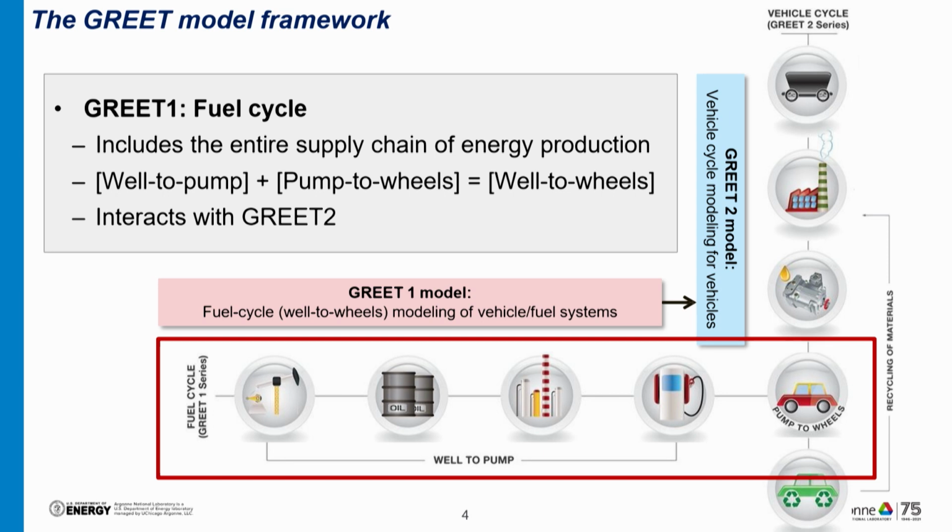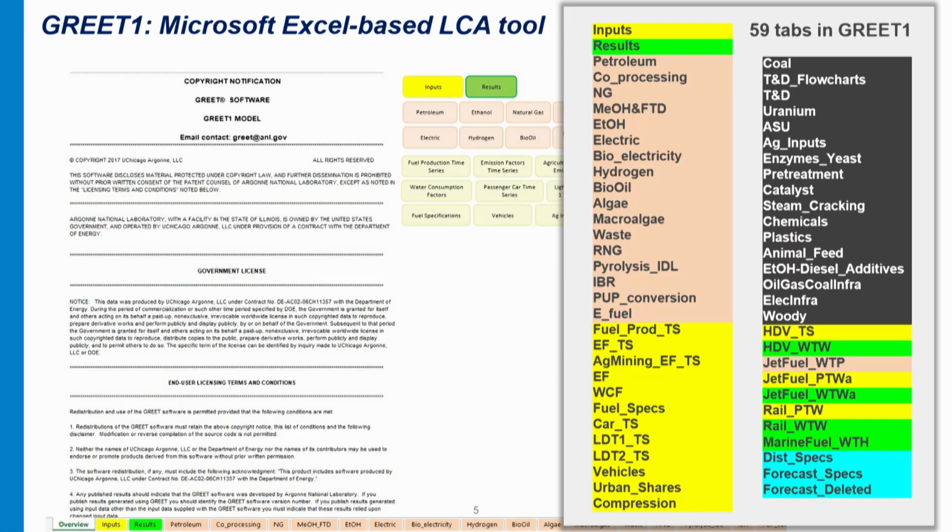So the GREET framework: GREET 1, as we mentioned earlier, is a fuel cycle. It includes the entire supply chain of energy production, well to pump, pump to wheels and well to wheels, and then it interacts with GREET 2. GREET 1 covers the fuel cycles, well to pump and pump to wheels. GREET 2 is the vehicle cycling model, where you are making the vehicle and then recycling it. GREET 1 and GREET 2 interact with and complement each other. So it's an LCA, a Microsoft Excel based LCA tool.